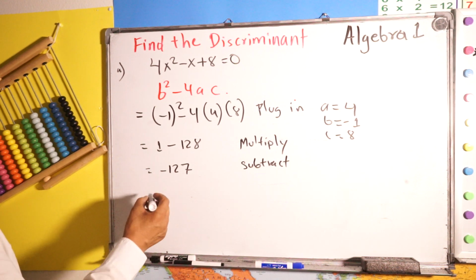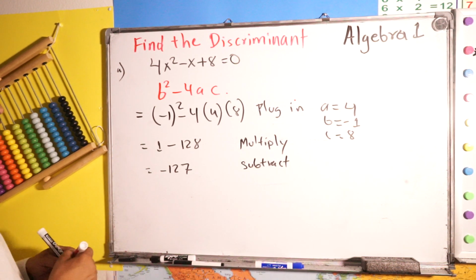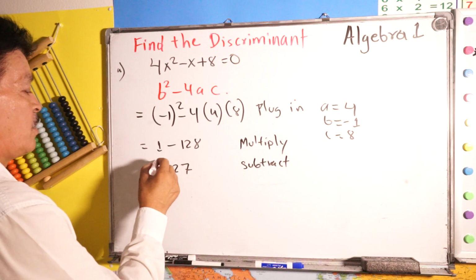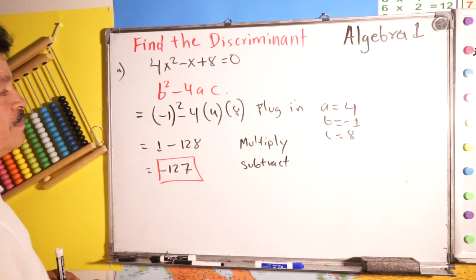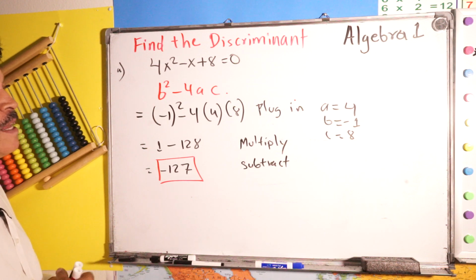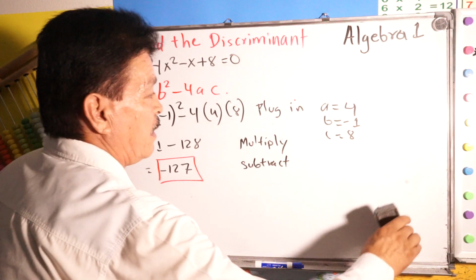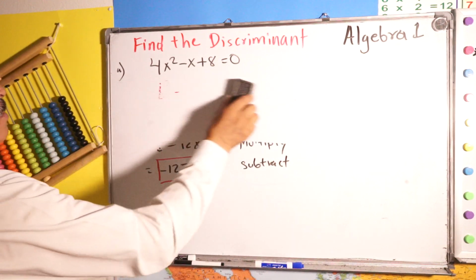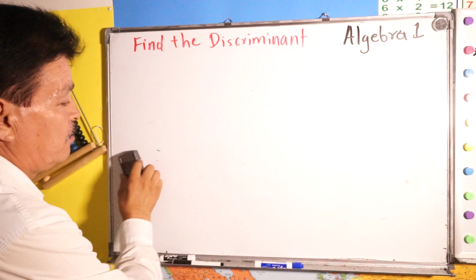So what is the answer? So the answer is negative 127. This is the answer, all right? Here, very simple, very easy. It's not hard, right? Let me show you another case. Let's write another problem. Two problems.